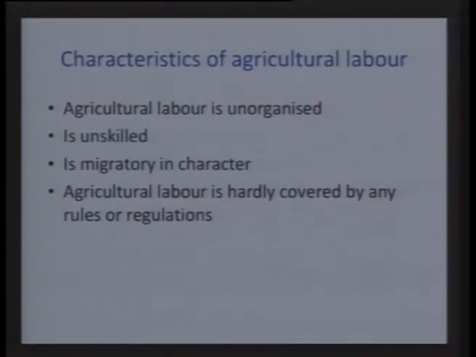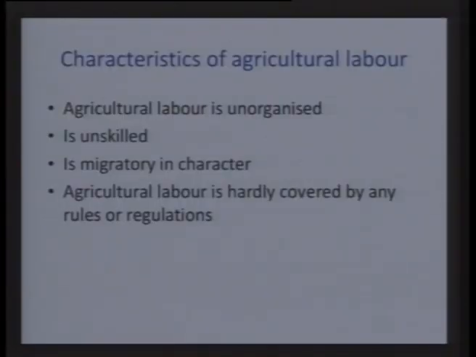Because they are unskilled, the terms of employment get dictated by the employers, and they get lower wages than what they are supposed to get. The third is that they are migratory in character. The agricultural laborers are migratory in nature. That means the employer can get laborers on their farm from other parts of the country, other places than their native place, and the agricultural laborers can also move out in order to find employment.